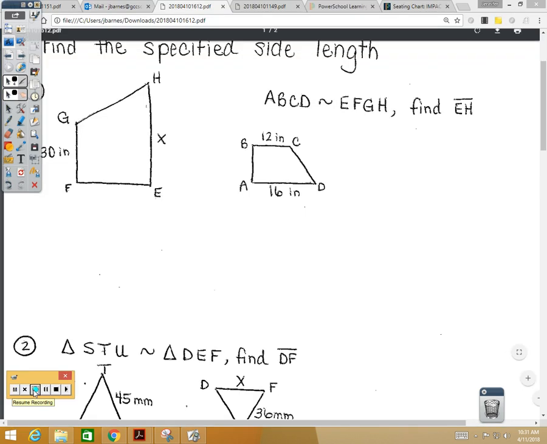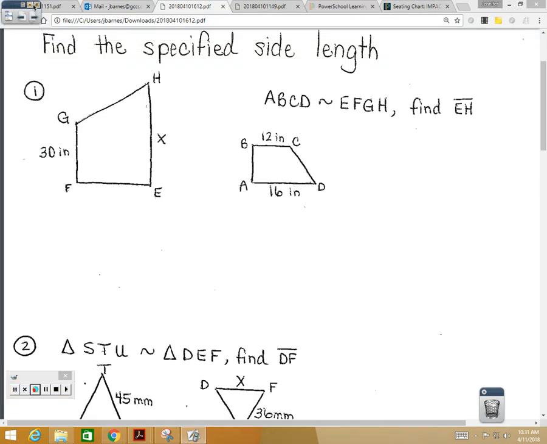Alright, so looking at our first shapes here, this we know is important. That's going to help us match things up. And we want to find EH. So we're going to start off with setting up our proportion. A proportion is one ratio that equals another ratio.